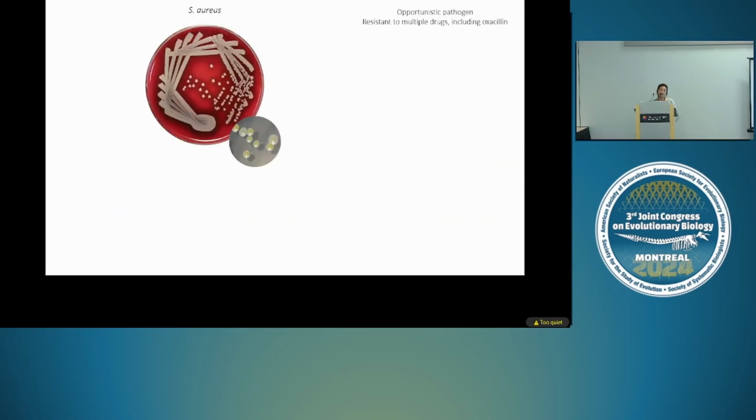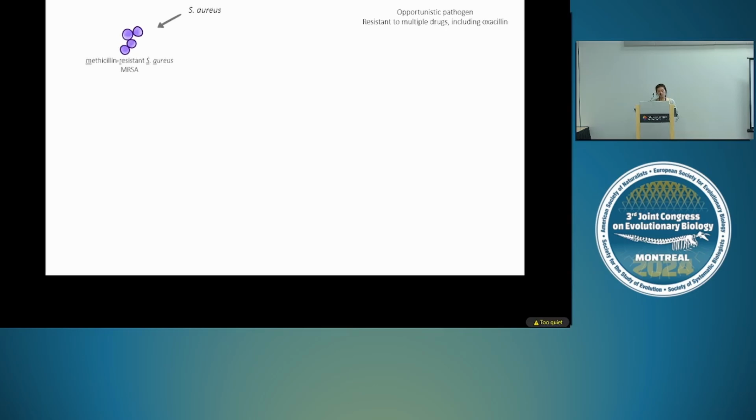The pathogen that we evolved is Staphylococcus aureus. It's an opportunistic pathogen that can infect a wide range of hosts. To start out our evolution experiment, we had two ancestors. The first ancestor is methicillin-resistant Staph aureus, or MRSA. MRSA nowadays actually refers to resistance to multiple drugs, not just methicillin. Methicillin actually isn't being produced anymore. It's been largely replaced by other drugs, including oxacillin, which is what we use for our study.